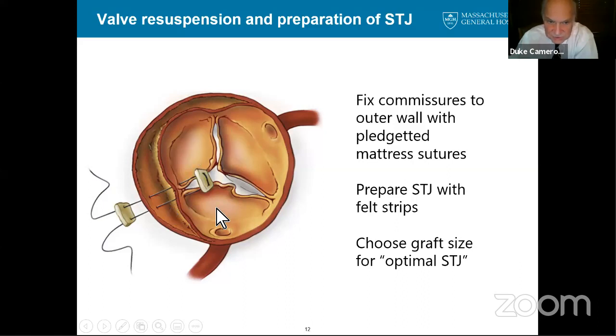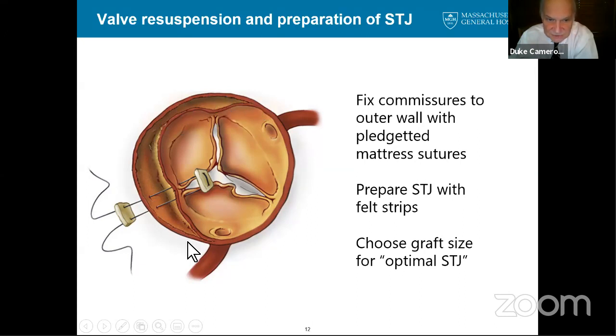It also requires some judgment about what is the ideal sinotubular junction diameter here, because it may be a bit dilated. Maybe the patient had aortic regurgitation because of that before the dissection. So not only do you want to suspend and stabilize the commissures, but you want to choose a graft which gives you the optimal sinotubular junction diameter to promote leaflet apposition. And you'll also want to repair this dissection here because these two layers of tissue are now quite friable.